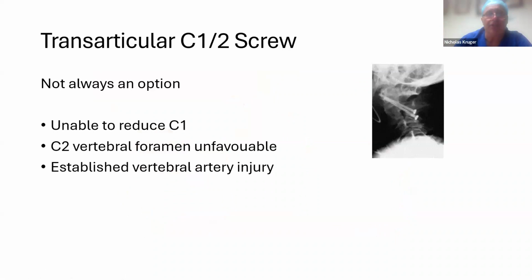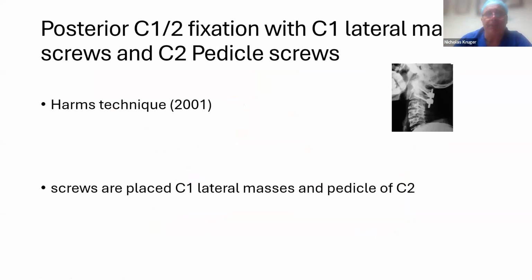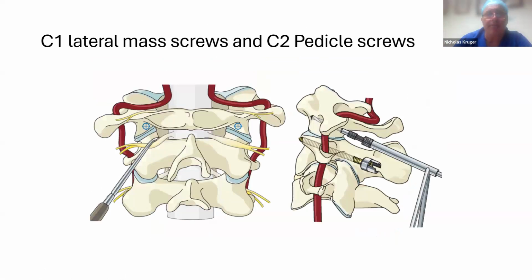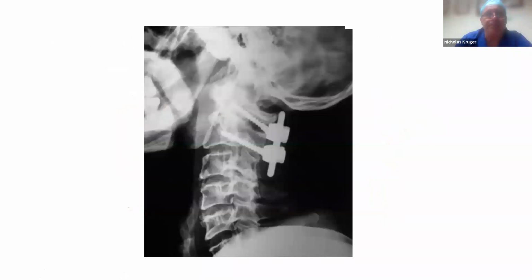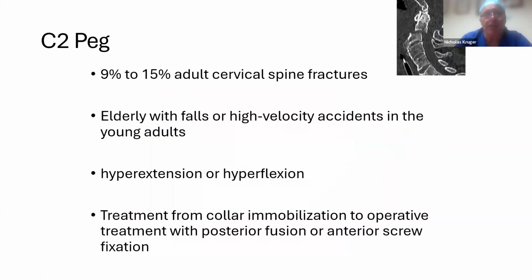So that's the transarticular screw, and then we've got the Harms fusion, that's what Brad mentioned now. It's basically pedicle screws: C1 lateral mass screws, and then C2 pedicle screws, and you can then pull them back and reduce the subluxation. The Harms fusion is probably the default technique to fix these now. Here's a nice Harms fusion done as well. Okay, so that's that.